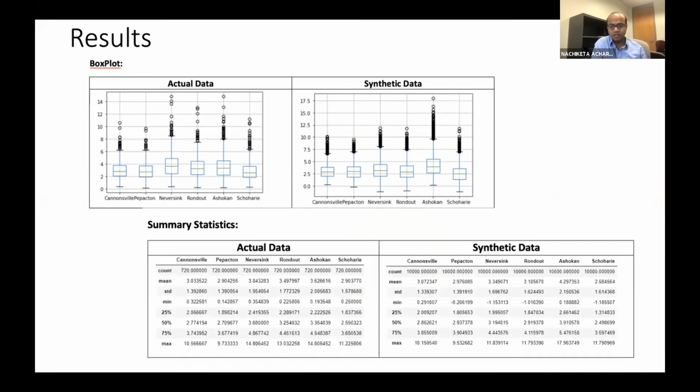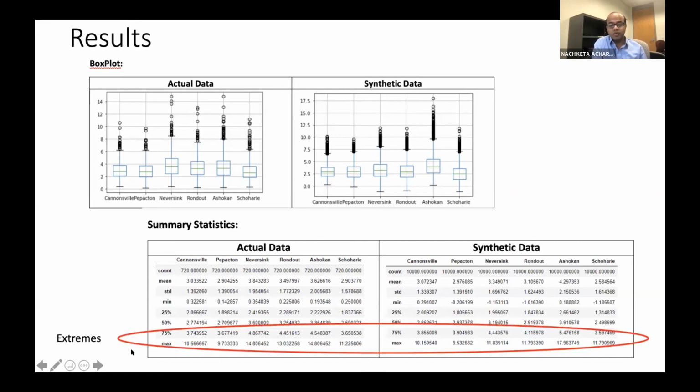But if you go a little more quantitative way, where you can calculate the mean, standard deviation, and different percentiles, and as we're interested in extremes, we can find that this weather generator is actually very good at capturing those extremes in terms of the 75th percentile and the max value, which is more important in this study. And we are actually very happy to see that kind of summary statistics.